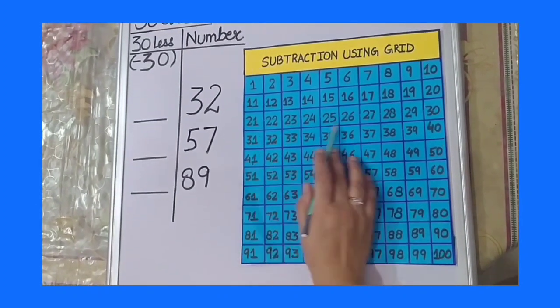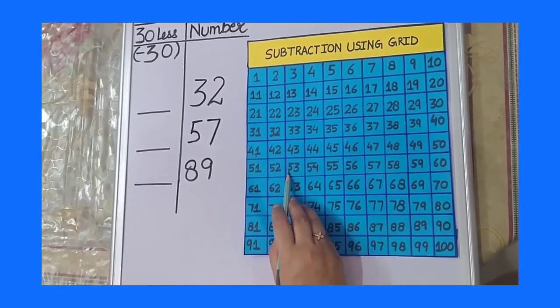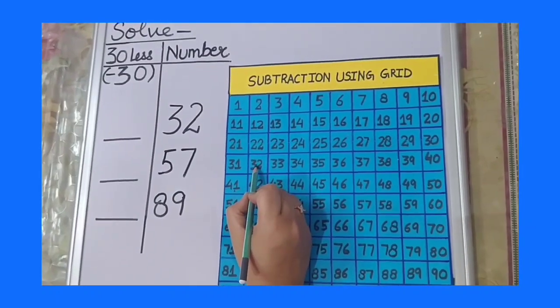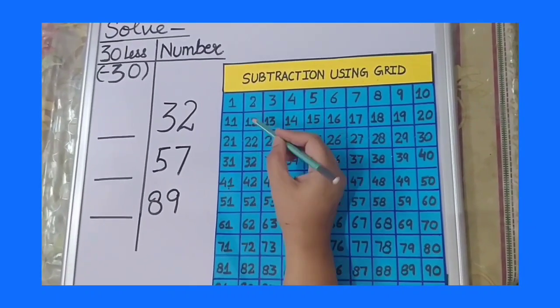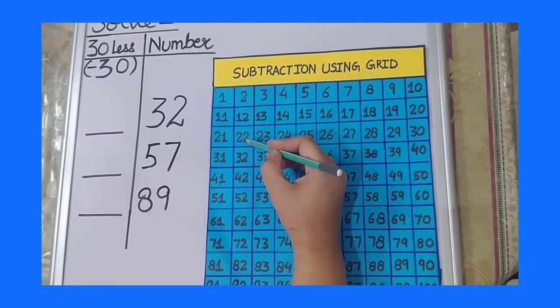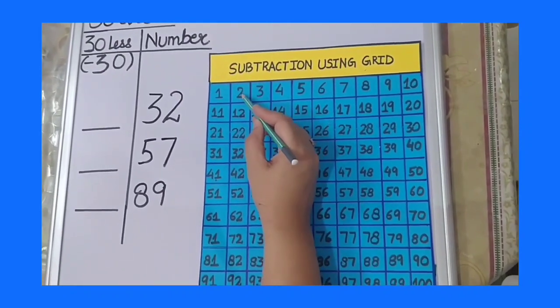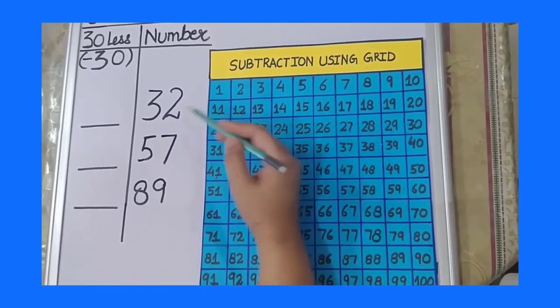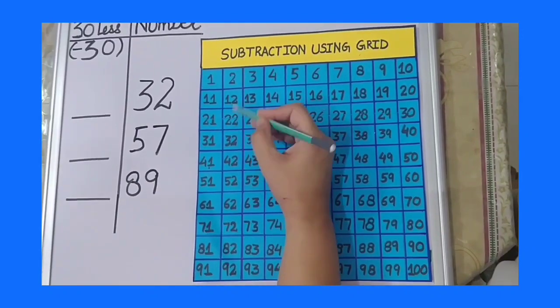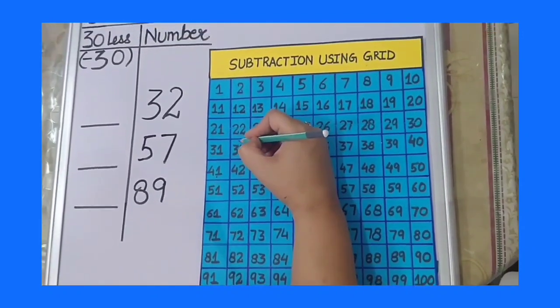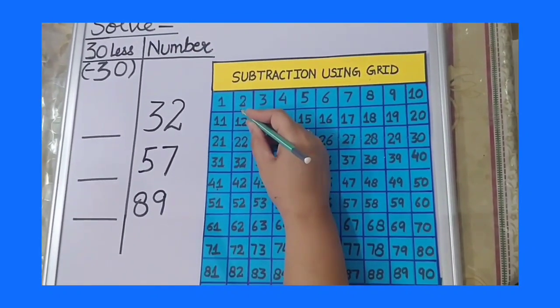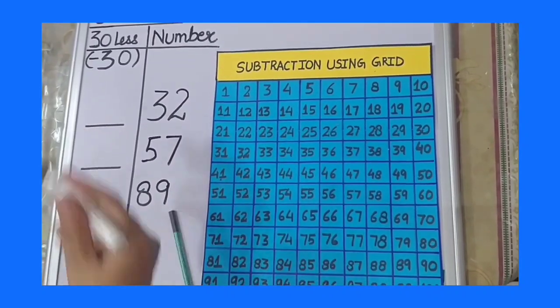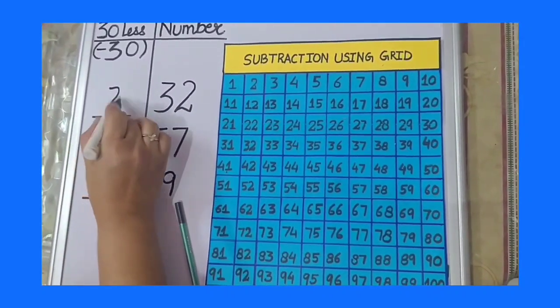First step, find out where 32 is. From 32, we will move 3 rows above. 1 row, 2 rows and 3 rows. So 30 less than 32 is 2. From 32, we will move to 2. So 2.